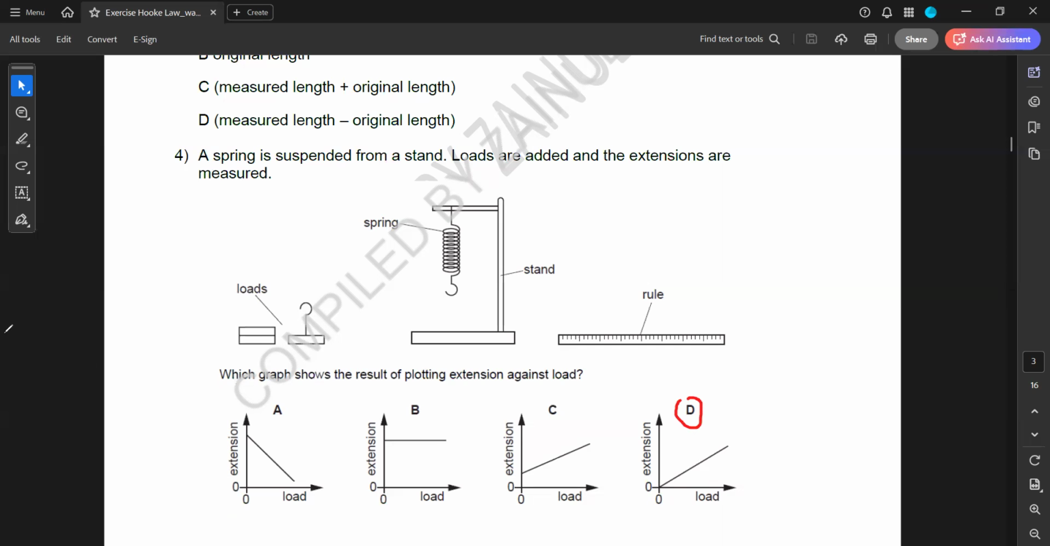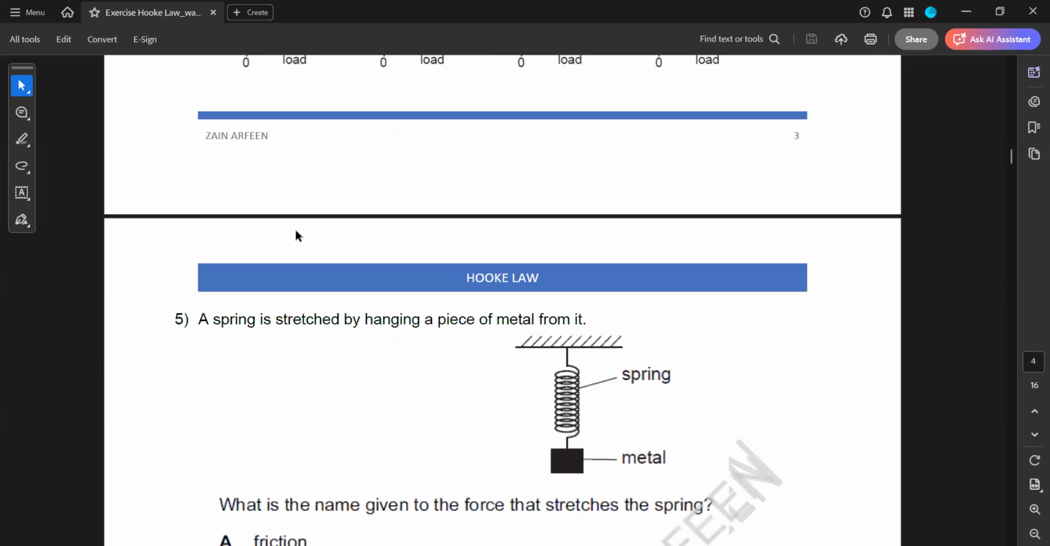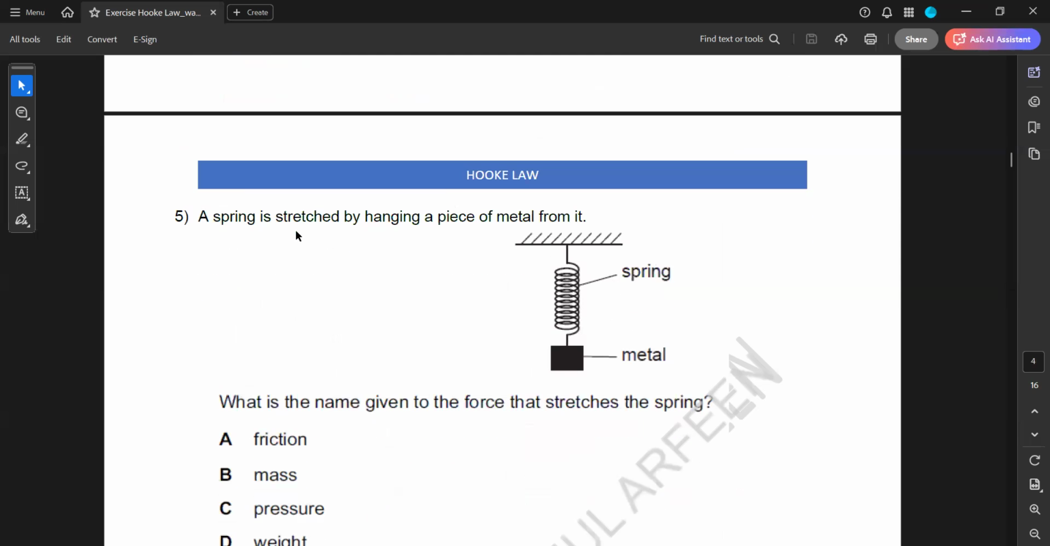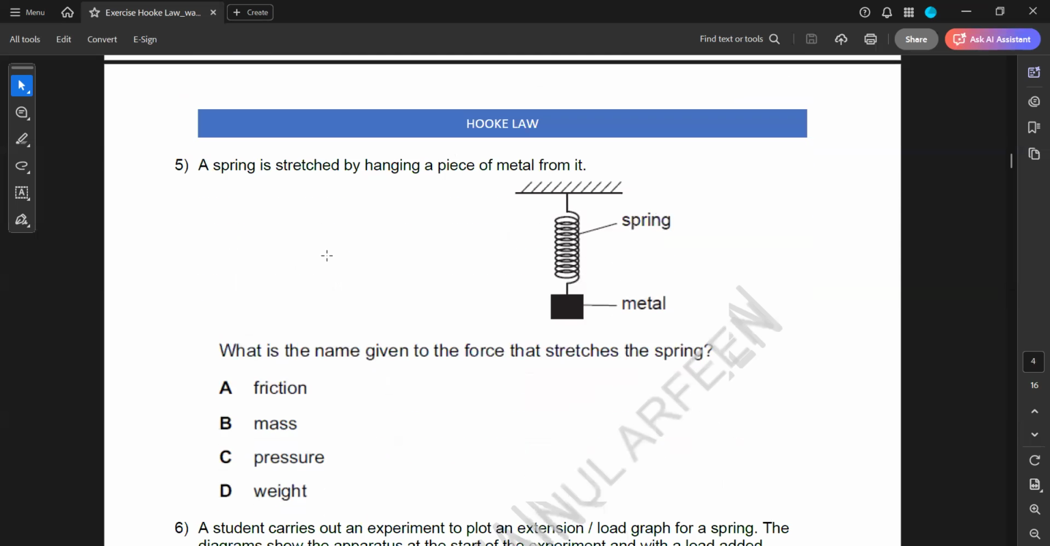Question 4. Question 5, what is the name given to a force that stretches? As we just discussed now, weight is the force which will stretch. So D will be the right answer for this.